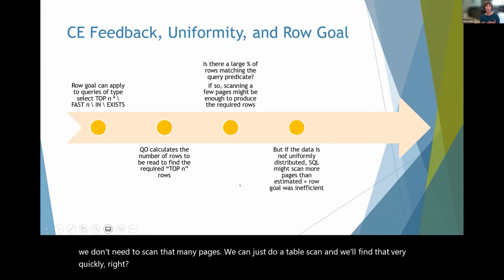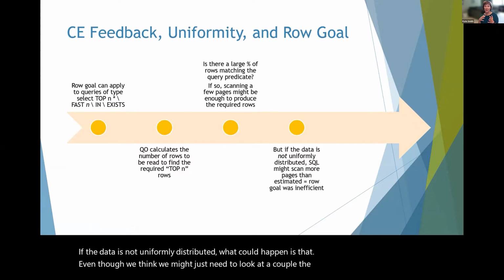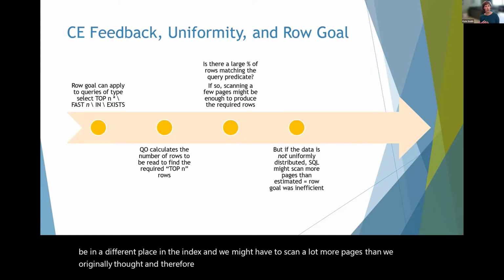If the data is not uniformly distributed, what could happen is that even though we think we might just need to look at a couple, the data might be spiky and in a different place in the index. We might have to scan a lot more pages than we originally thought, and therefore that row goal operation was inefficient.